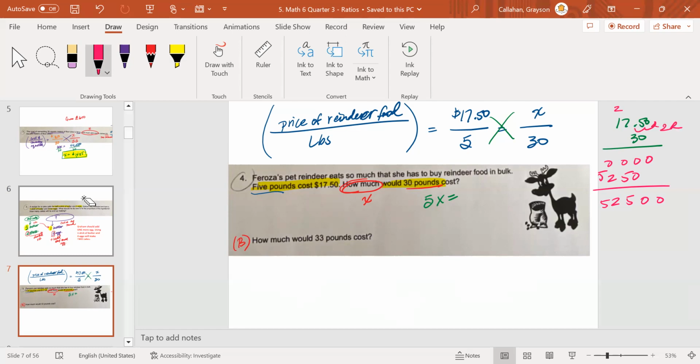Two to the right, which means you go 2 to the left. So it's actually $525.